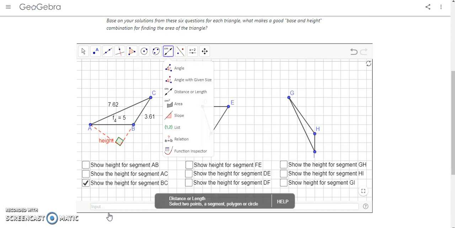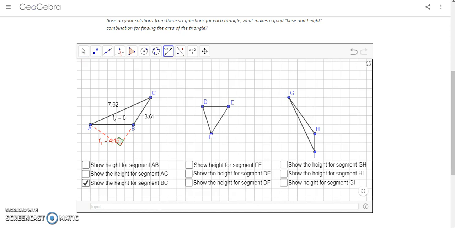And I could, again, measure it. And that's 4 and 16 hundredths. So if I did 1/2 times 4 and 16 hundredths times 3 and 61 hundredths, I get 7 and 5,088 10,000ths. So I'm within 1/100th of what the accurate answer is, and again, it has to do with my decimal approximations.